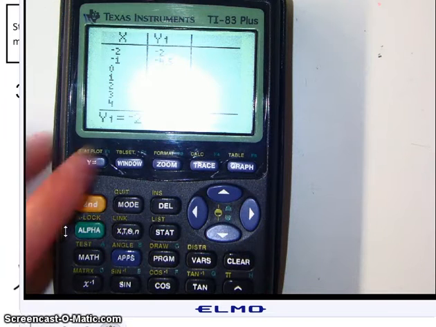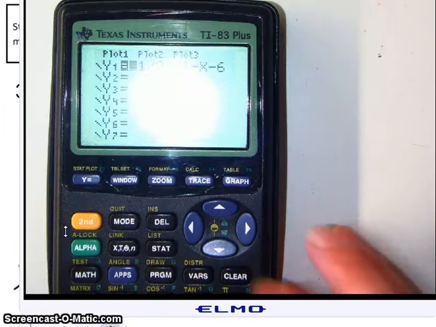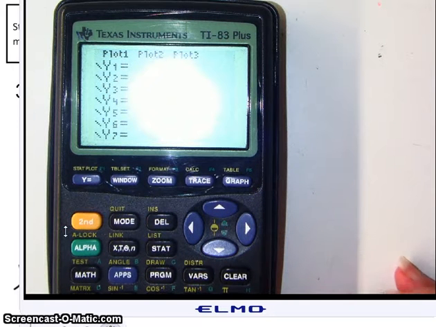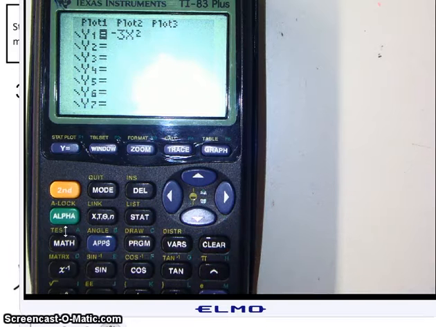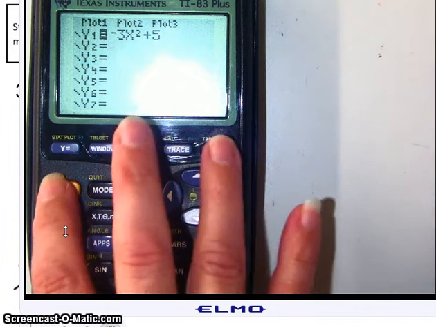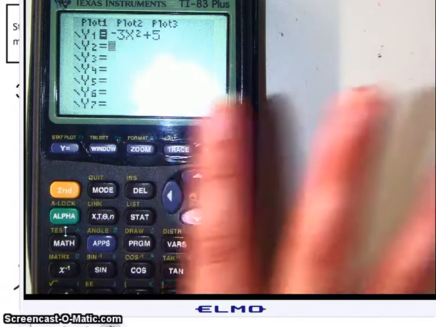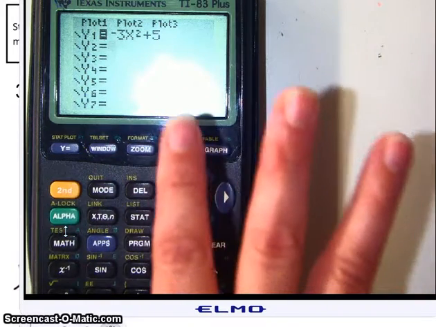All right, so I'm hitting my y equals screen, and I'm entering this equation. What is it? Negative 3x squared, and then plus 5. All right, so let's go to the table. Does anybody need help putting that in their calculator? I'll come around.